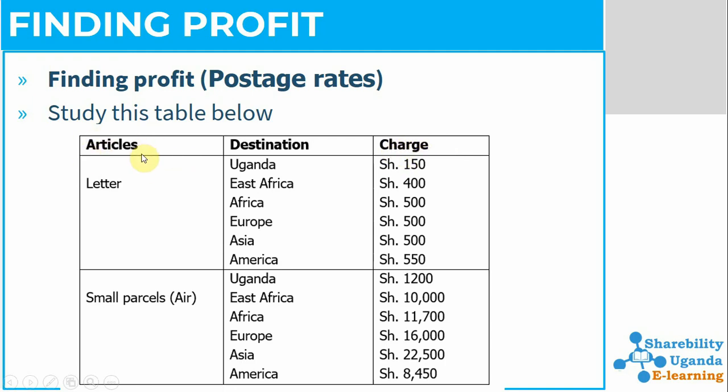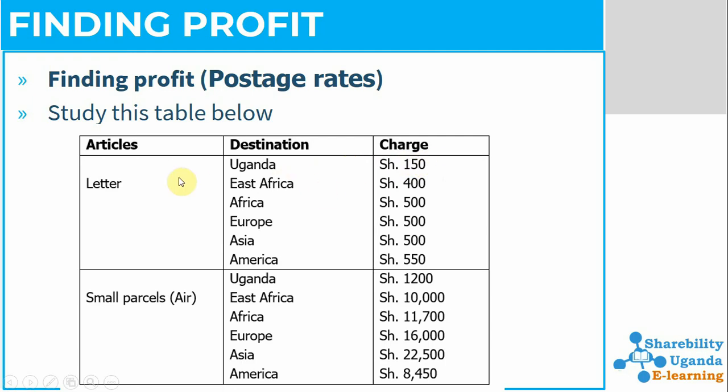In the articles, we have what we call letters. So those were in the form of letters. Then also we have what we call small parcels, that is air. Small parcels means they are moving by means of air. We just have to understand the message. All right, so we have our destinations. We have Uganda, we have East Africa. Uganda has a charge that is 150. Maybe when someone sends a letter to Uganda, it's charged 150.